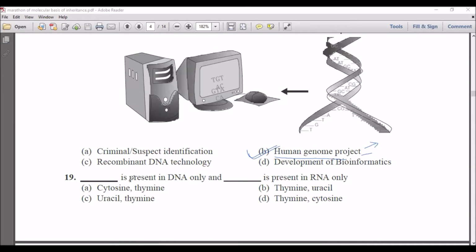Now next question is, dash is present in DNA only and dash is present in RNA only. Cytosine, thymine; thymine, uracil; uracil, thymine; and thymine, cytosine. Now we know that thymine is present in DNA and uracil is present in RNA only. Therefore, option D is the correct answer.